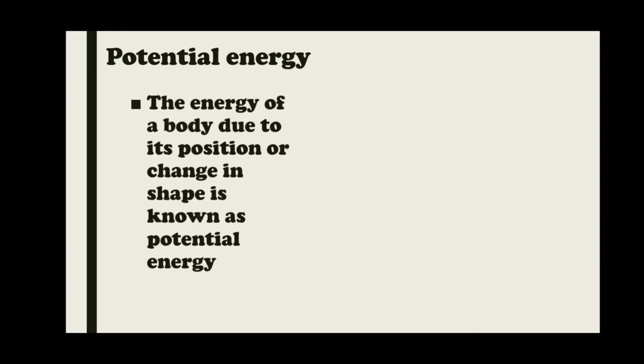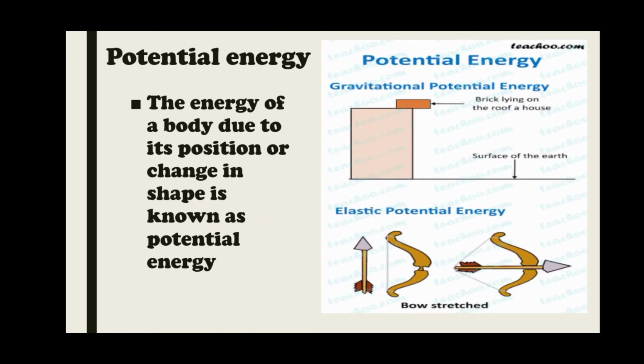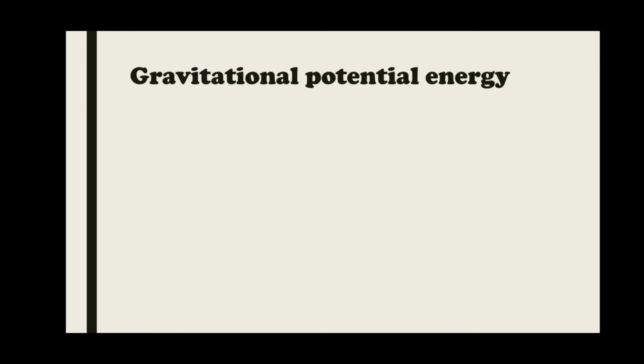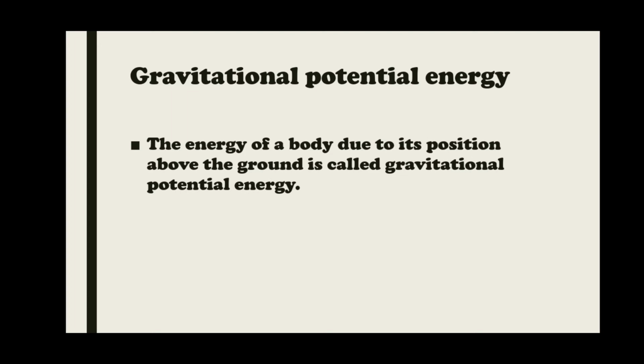Now, let us define potential energy. The energy of a body due to its position or change in shape is known as potential energy. Potential energy is of two types: gravitational potential energy and elastic potential energy. Gravitational potential energy: the energy of a body due to its position above the ground is called gravitational potential energy.